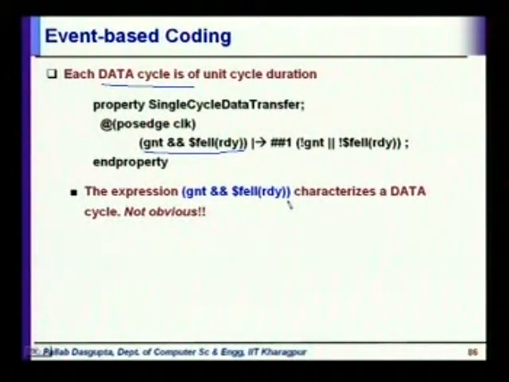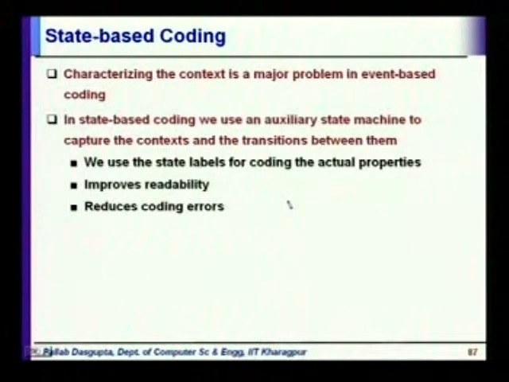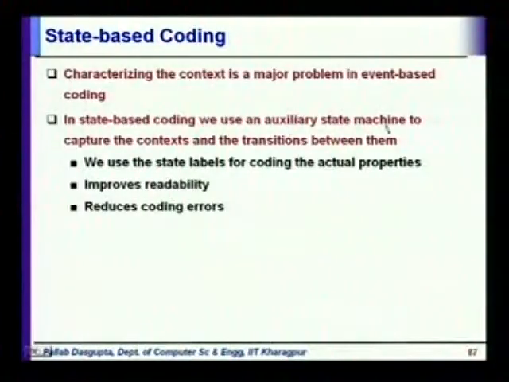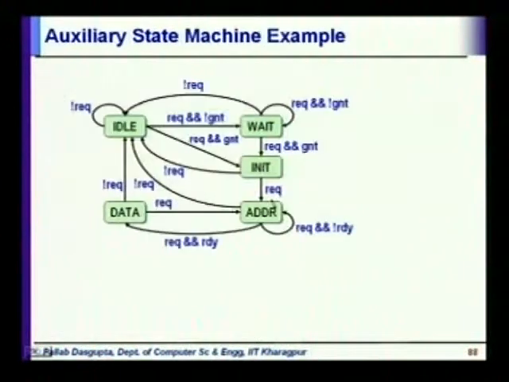So now we are going to look at another style of coding these assertions. We argue that if you have a state machine as a reference, things become much easier. So we are going to use an auxiliary state machine to capture the context and the transitions between them. We will use the state labels for coding the actual properties, which will improve the readability and reduce the coding errors. So this is the auxiliary state machine for our protocol.